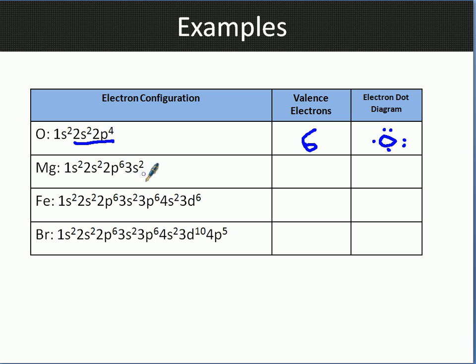Magnesium's outermost layer is that 3s2, so it's going to have 2 valence electrons. And then since it's got 2, you're just going to put, now electrons don't like each other, so we're going to put them on opposite ends. So magnesium, there we go.